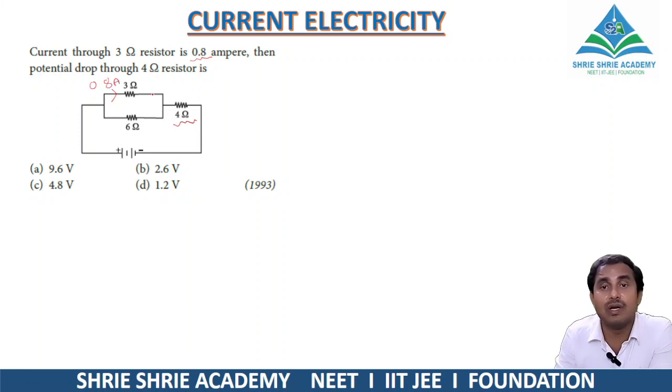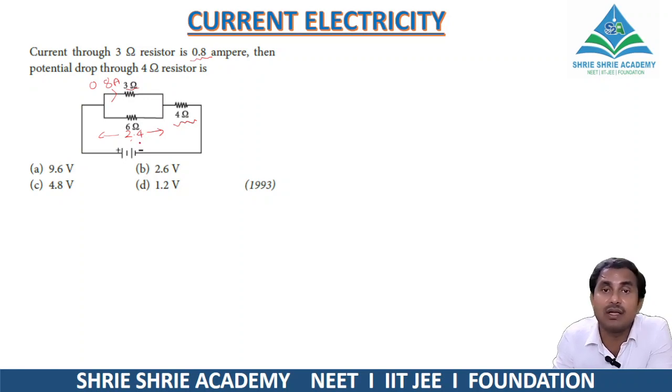Then actually voltage you can find out. So voltage across this 3 ohm: 3 into 0.8, you get 2.4 volt. Now he is asking potential drop across it. So how do you find out potential drop actually? Because you know that there is resistance 4 and here it is 2.4, right?